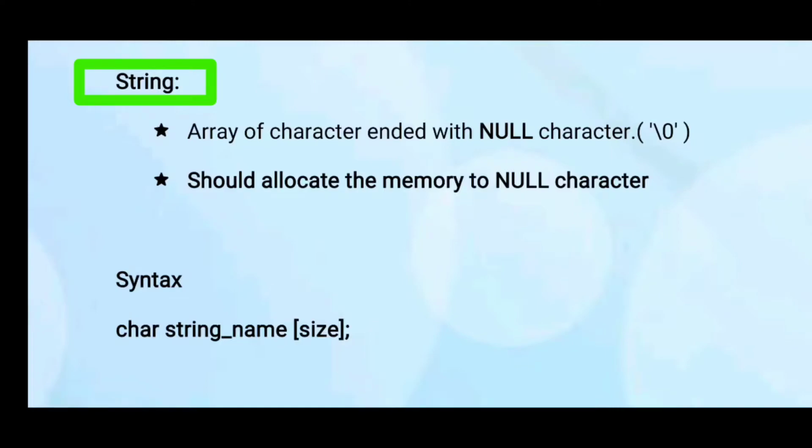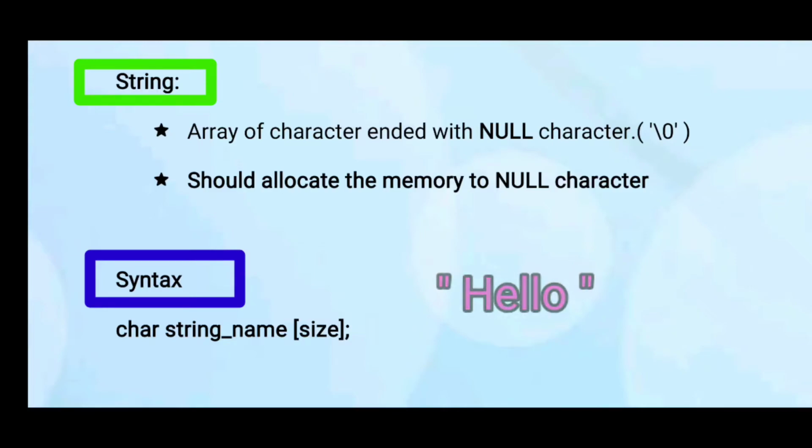Now we are going to see about string in C programming. First of all, what is string? String is a collection or group of characters, or we can call it an array of characters ended with a null character. In a character array, if you write a single character, you write it inside single quotes. But string is a collection of characters, so you should write it inside double quotes.